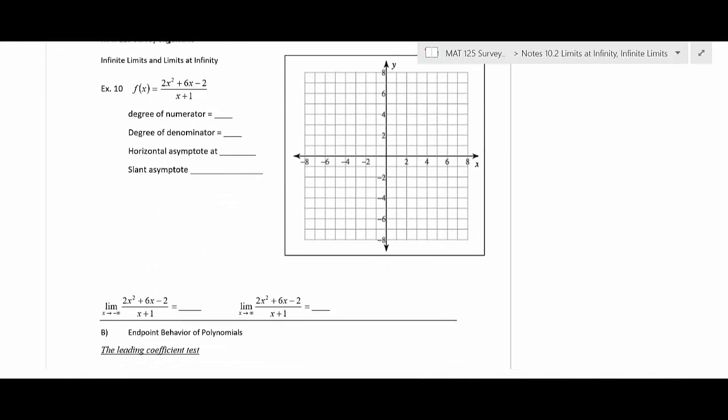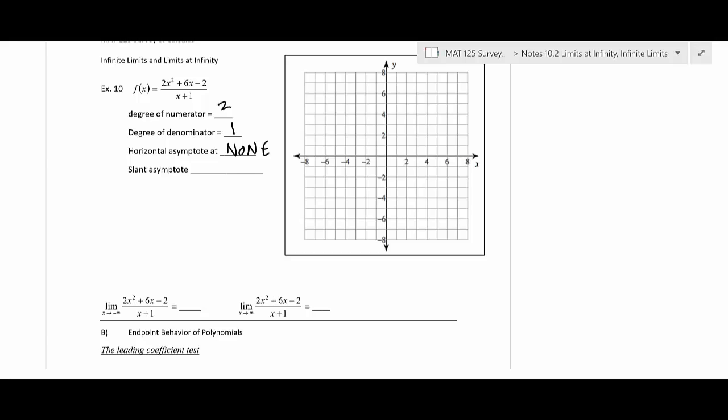Okay. So here's the other thing that can happen. All right, tell me what the degree of the numerator is. Degree of denominator. Okay, so here's the thing. We don't have a horizontal asymptote. Anytime that happens, you do not have a horizontal asymptote. You have an asymptote that's going to slant. Now, we're only going to look at the one that's like a line, but you can have them that can be parabolas and all kinds of things like that.